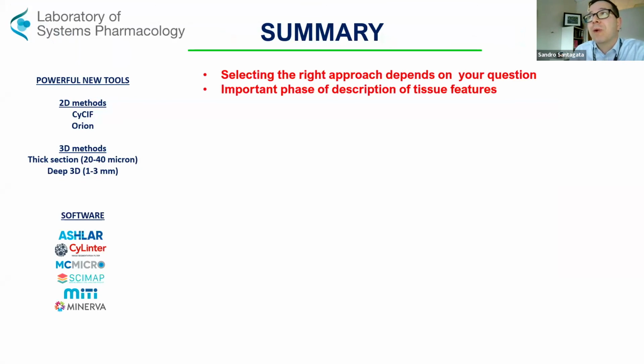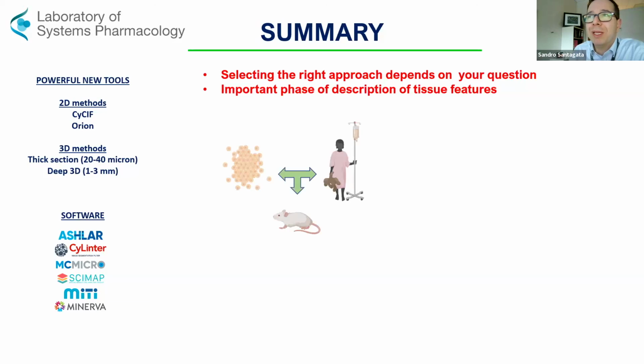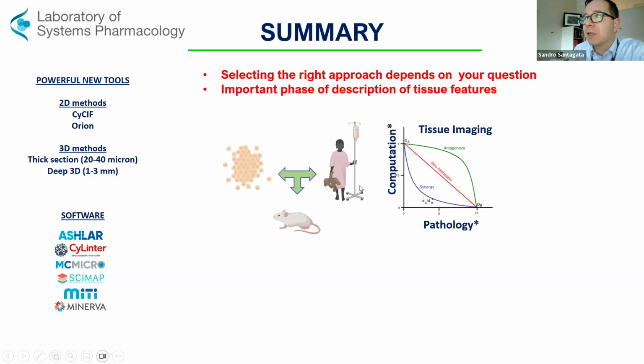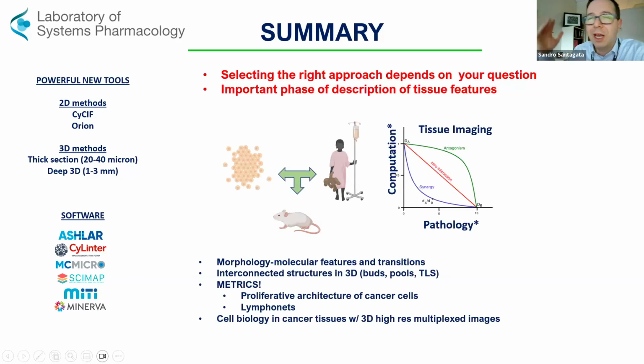And then it's about selecting the right approach. It really depends on your question. And we're in an important phase. We're definitely in an important phase of description of tissue features, applying these from cell lines to mice to humans in clinical trials, and bridging the world of computation with pathology, which I think is really key for the future. And we're finding, I think, interesting features.